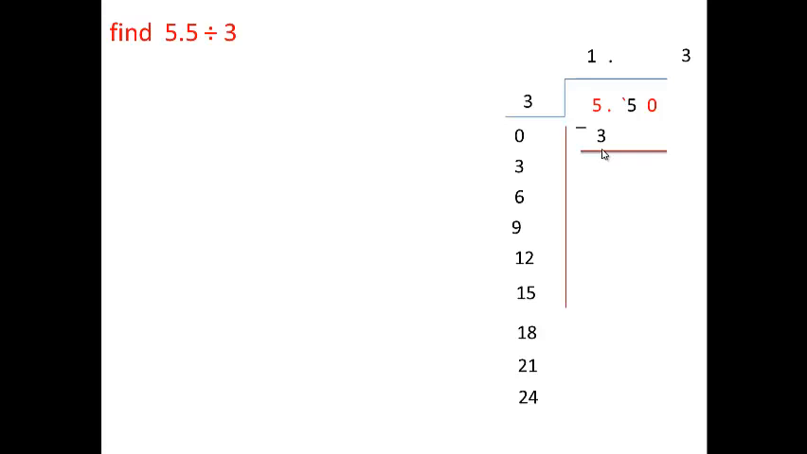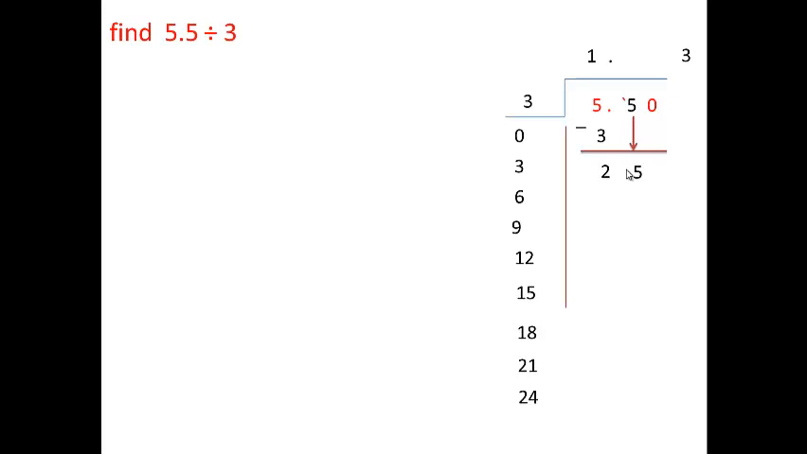5 minus 3 is 2. Now, we will drop the next digit. But before dropping 5, we have here a point. Put it up. And drop the 5. We have now 25.